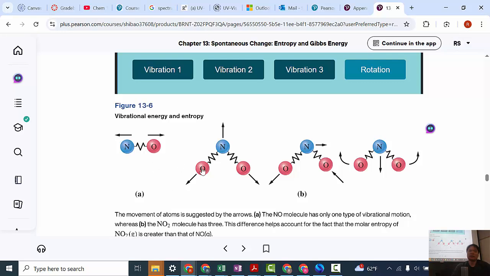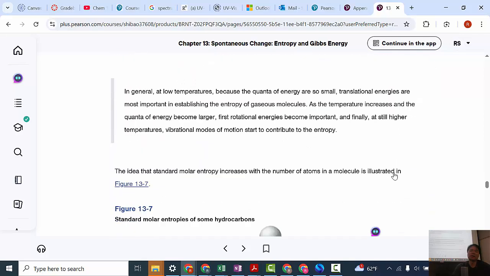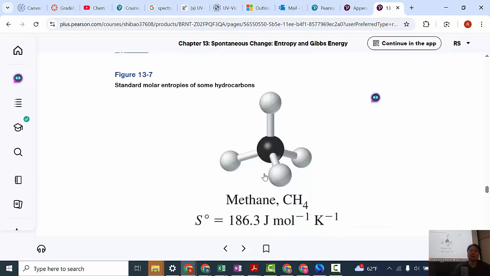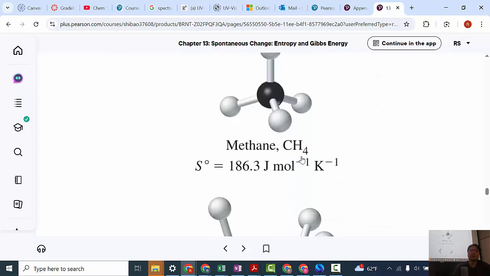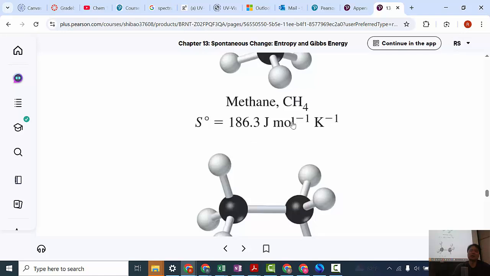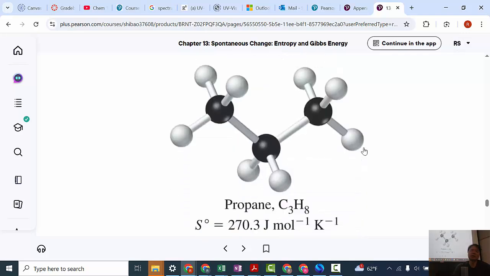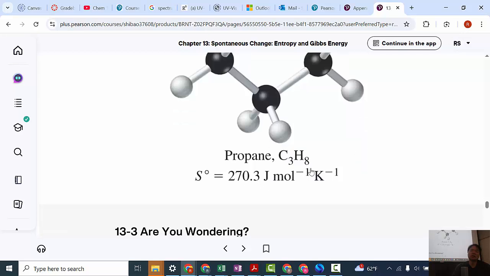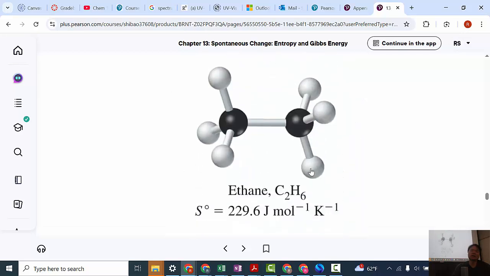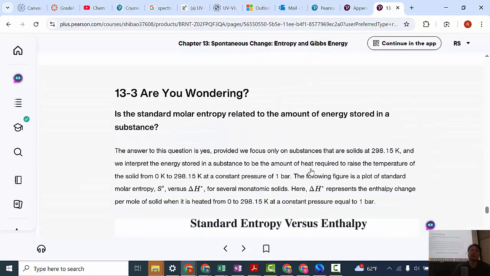Here we can see NO versus NO2. NO2 has more ways of arranging things because it has 3 vibrational modes like water, whereas NO only has 1 vibrational mode. And so NO2 is going to have a higher entropy than NO. Methane is going to have pretty high entropy as well, although that doesn't look terribly high, 186. But compared to ethane, ethane has higher entropy because it's more complex, with more vibrational modes. Propane, higher entropy yet. But they're still all hovering around where you'd expect gases to be. But there's some overlap here.